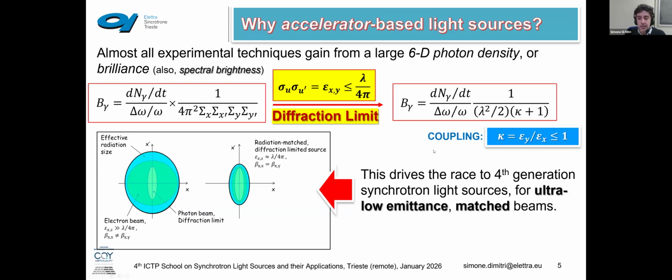And this condition is actually the one driving the race to fourth generation synchrotron light sources, which are now basically upgrading almost everywhere in the world to get to ultra low emittance and match the electron beams.